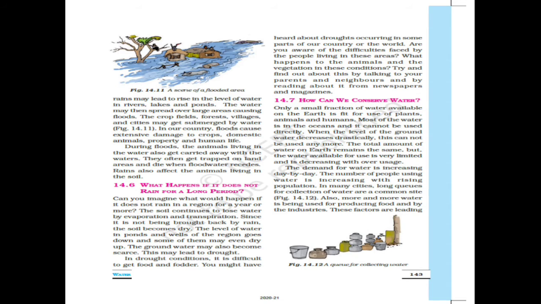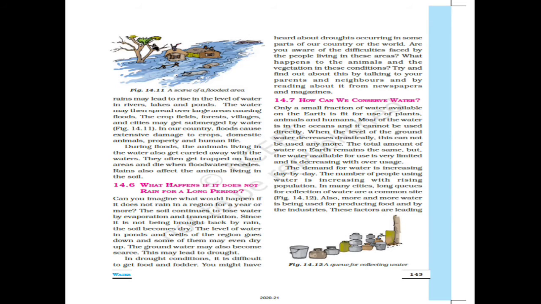Now what happens? Suppose there is very heavy rainfall, continuous for 2 to 3 days. What happens? The water that is present in the rivers, lakes and ponds overflows. Then what does it lead to? Let's read ahead. The water may then spread over large areas causing floods. The crop fields, forests, villages and cities may get submerged by water. Figure 14.11. Now what happens when the level of water in the rivers, lakes and sea rises? It may overflow, and this results in flood.